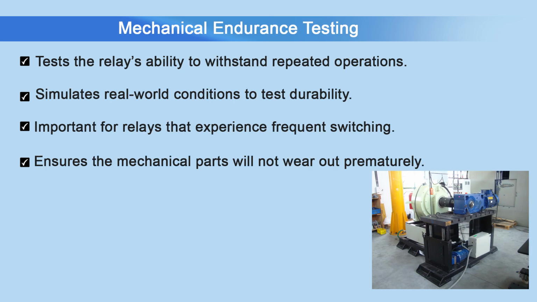Next comes mechanical endurance testing. This is done to assess the mechanical durability of the relay over repeated operations. Mechanical endurance testing involves operating the relay continuously for a specified number of cycles, for example 10,000 or 1 lakh operations, and observing any signs of mechanical wear, degradation or failure.